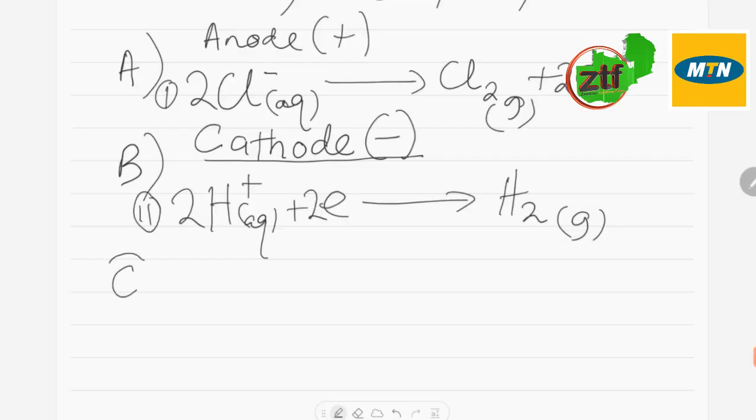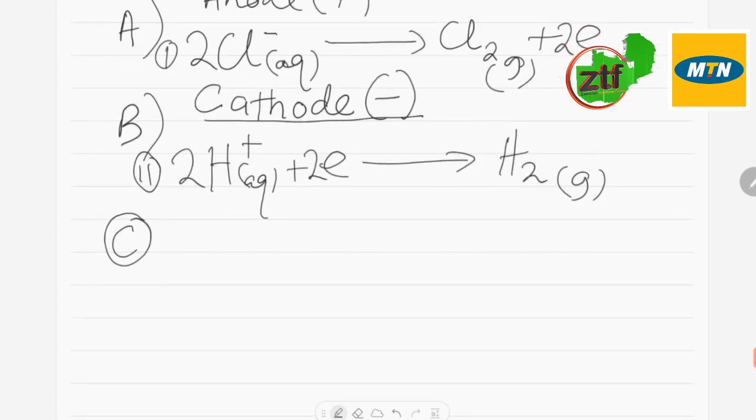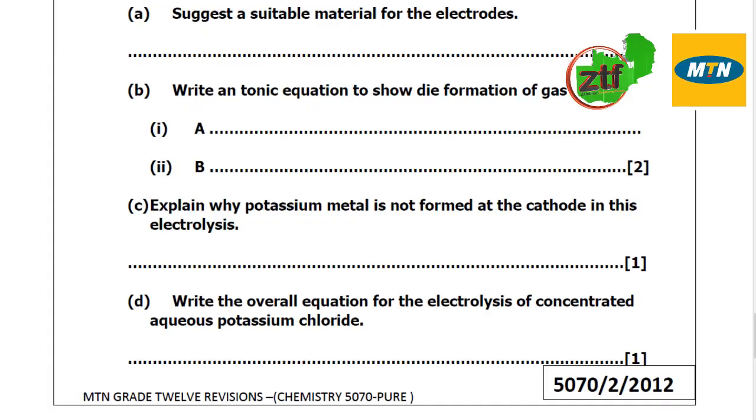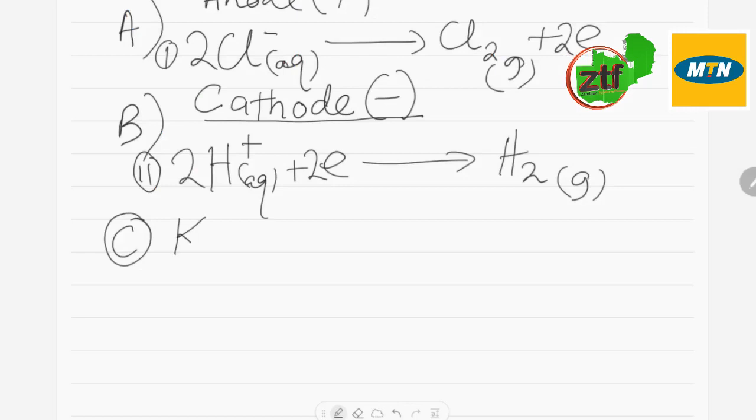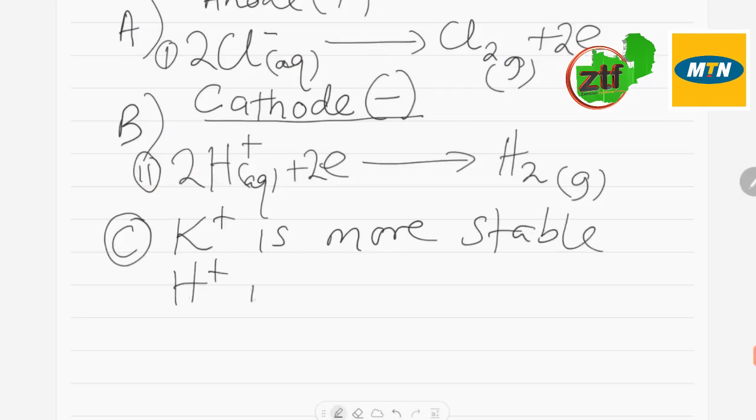Let's look at C. The question reads, explain why potassium metal is not formed at the cathode in the electrolysis. So potassium metal is not formed because potassium ion is more stable. Hence, the hydrogen ion is preferentially discharged.